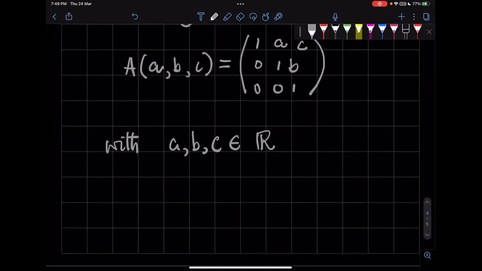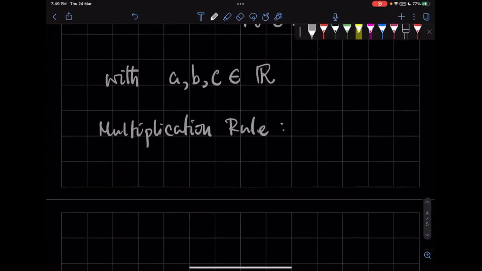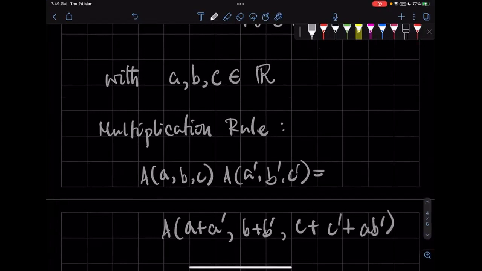Right. And the multiplication rule is just matrix multiplication. Using matrix multiplication, you can figure out the multiplication rule for the Heisenberg group: (A, B, C) times (A', B', C') is (A plus A', B plus B', and C plus C' plus AB').